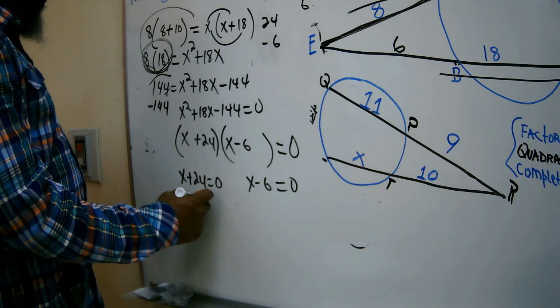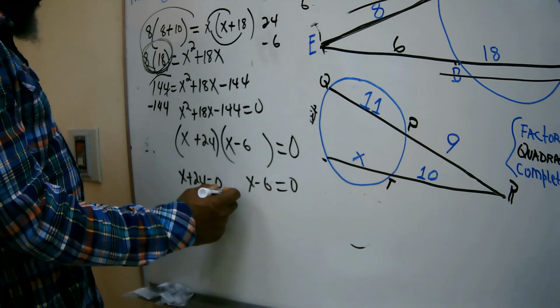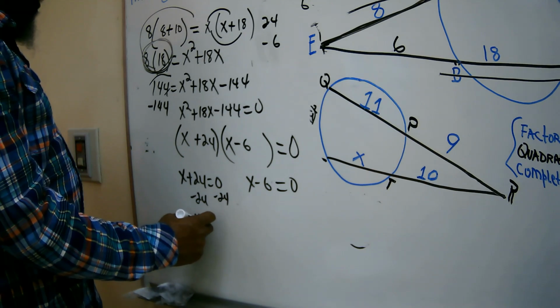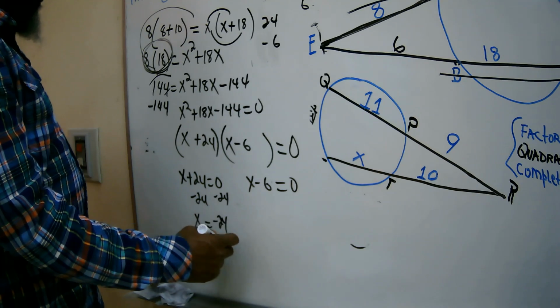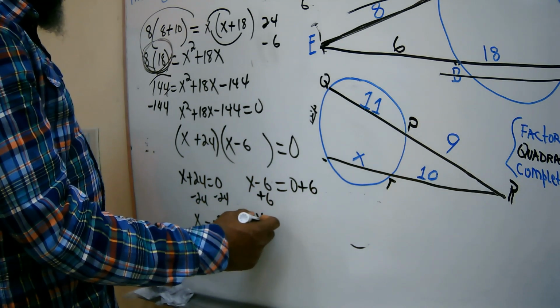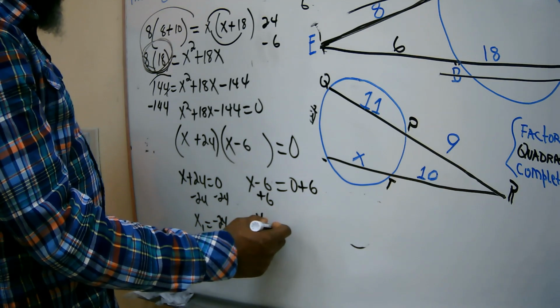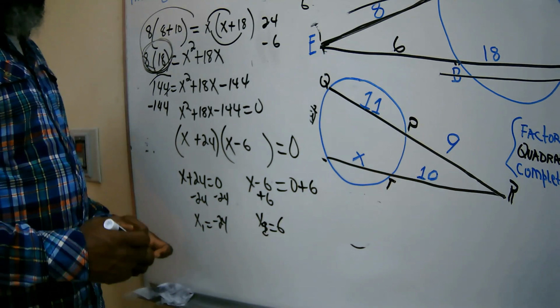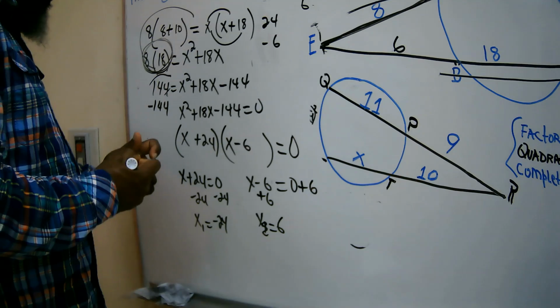So you subtract 24 on this side and you subtract 24 on the other side. Then you will have x is equal to negative 24. In this case, you will have to add 6 on both sides, and you will have the other x, which is positive 6. So the other option would be the quadratic formula.